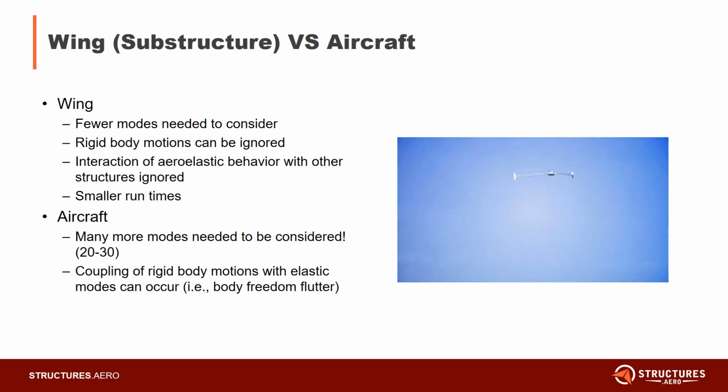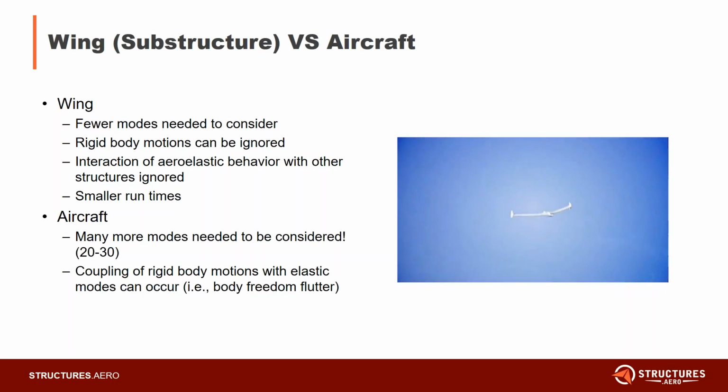Interactions between, for example, a wing and a tail or a wing and a fuselage aren't considered, so you are making some assumptions about that, but it simplifies the model greatly. When we're talking about a full aircraft, we honestly really have to consider 20 to 30 modes, sometimes more, depending on the aircraft in general. And we do have to consider a coupling between the rigid body motions and the elastic motions of the structure.